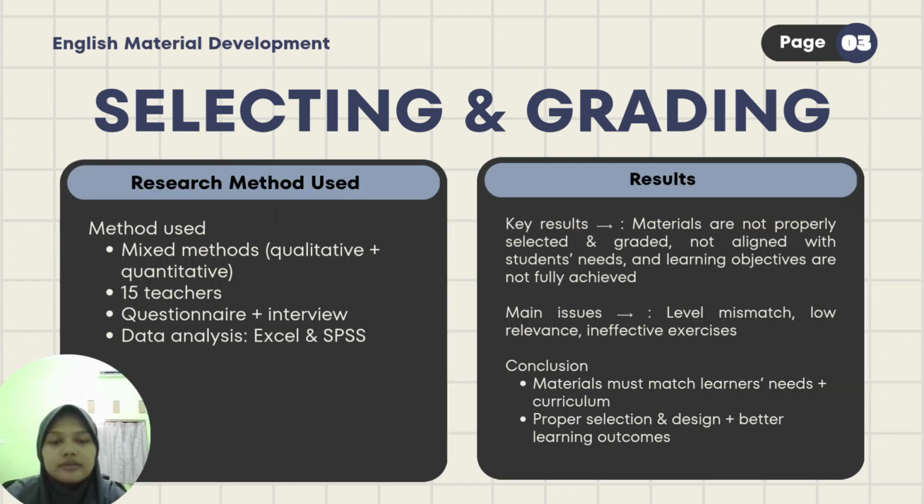The study used a mixed method, qualitative and quantitative, approach involving 15 teachers and using questionnaires and interviews, with data analysis from Excel and SPSS. The materials were not properly selected and graded, so they did not meet students' needs. There were problems like level mismatch, low relevance, and ineffective exercises. So materials must match learners' needs and curriculum to achieve better learning outcomes.